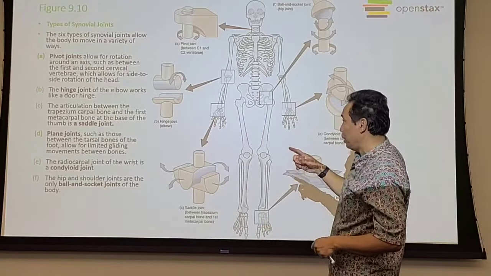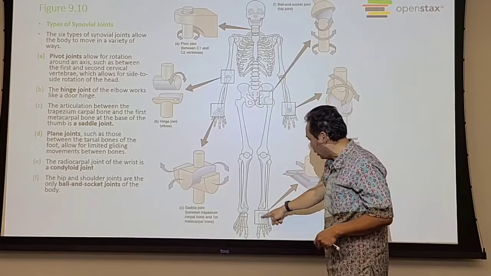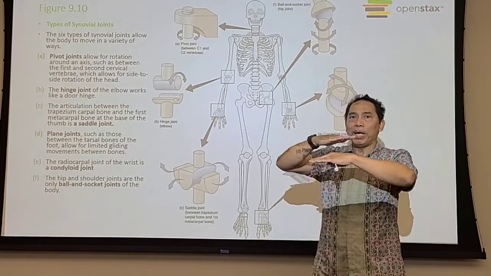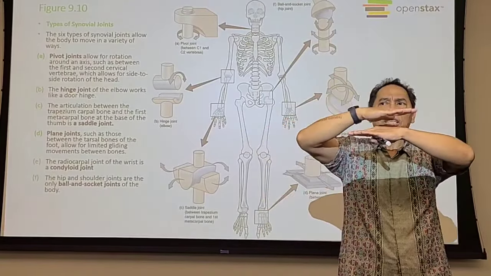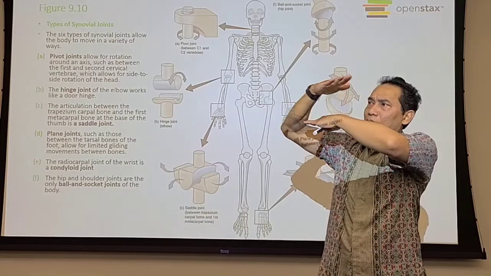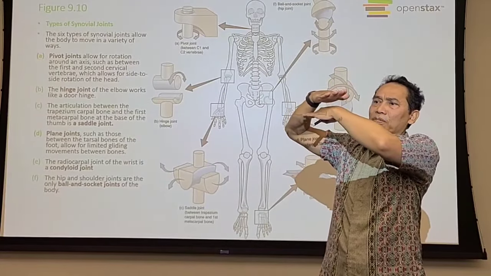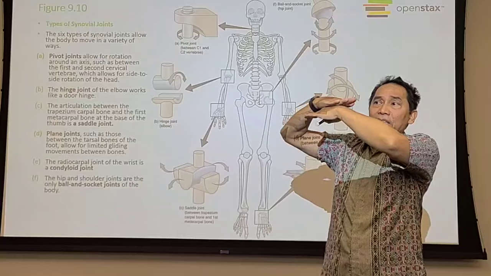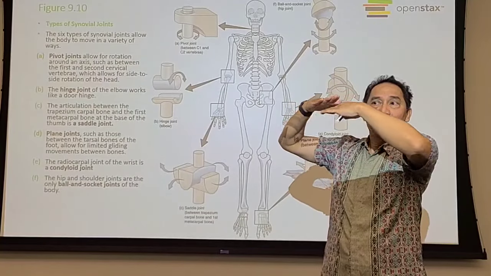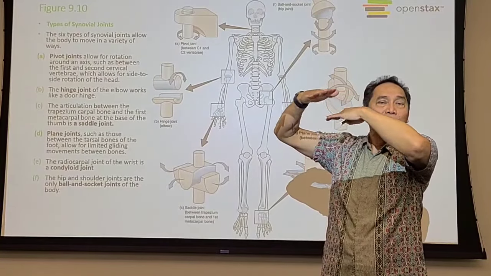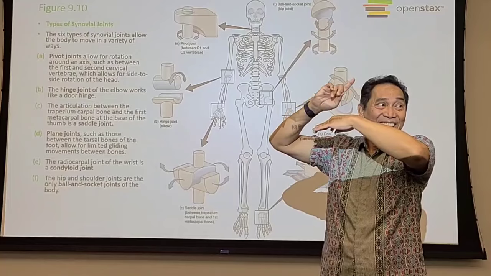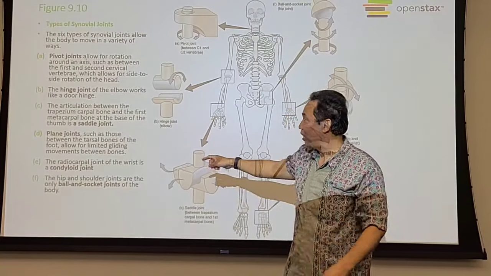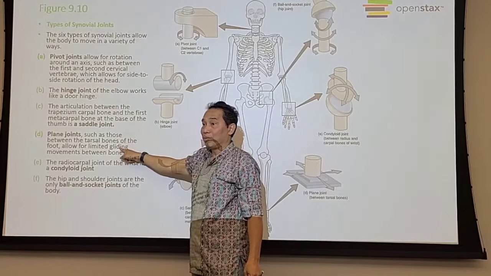Plane joint is, say, the tarsal bones, okay, this tarsal bone. A plane joint is made by flat surfaces between the bones. So one bone is flat, the other bone is flat, right? They can slide one over another. That movement is called gliding. Get it? So you have a gliding movement over here.